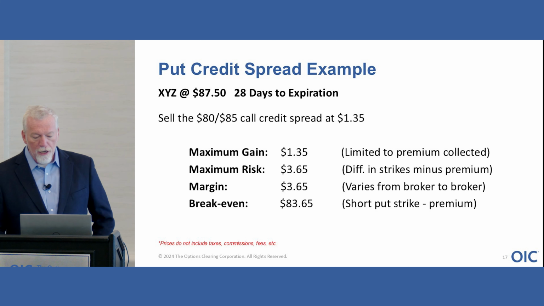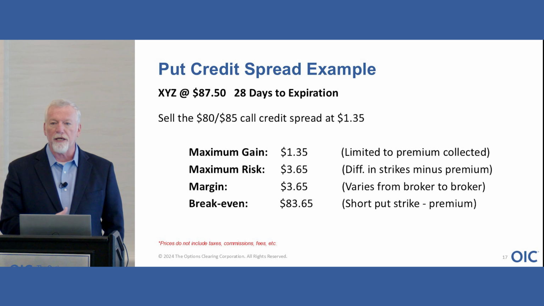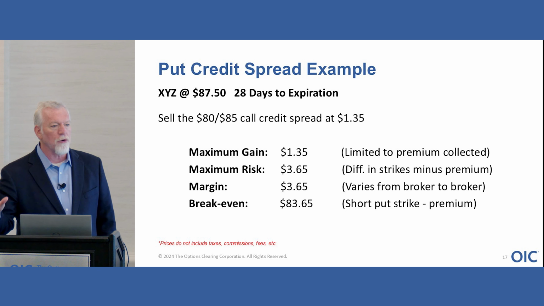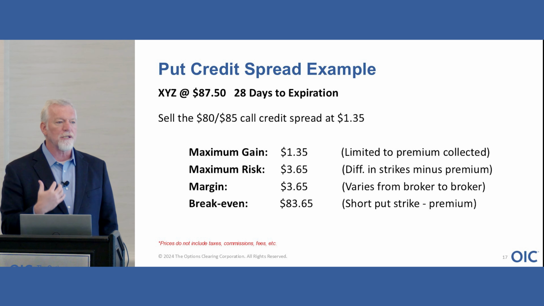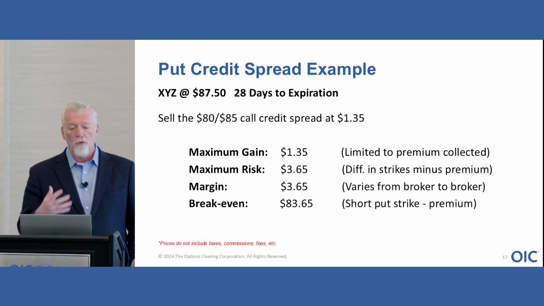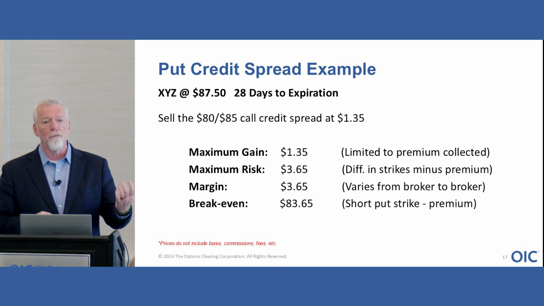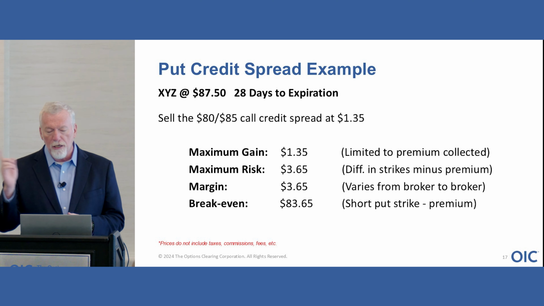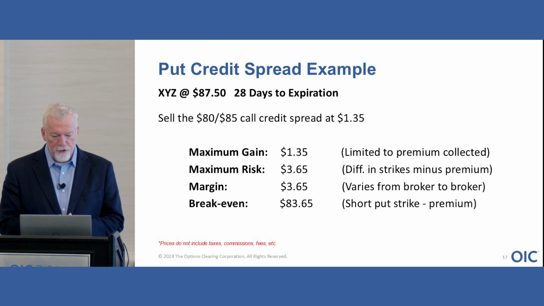$1.35, right? So our maximum gain is going to be limited to the premium that we collect. Just like with any selling strategy, whether we're selling spreads, condors, butterflies, or naked options, whatever we sell it for, that is going to be our maximum gain. Our maximum risk with a bull put spread is going to be the difference between the strikes minus the premium that we collected. And like I said, we'll get to an example where we show that in just a moment.